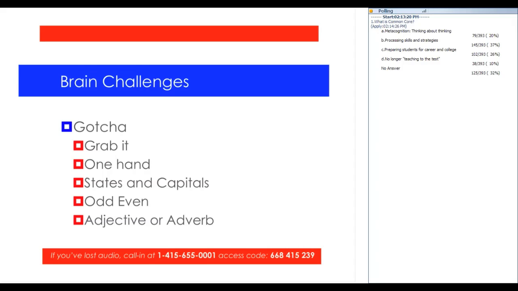So what you're doing in this activity is building on the basic activity, which is Gotcha, where you're reacting, crossing the midline, and activating that prefrontal cortex. Then you build upon that with these activities.